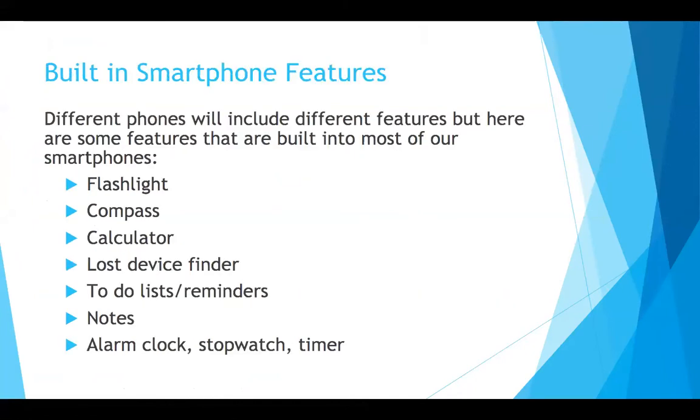So there are already many built-in smartphone features, and different phones will always obviously include different features, but here are some features that are more so universal and built into most of our smartphones. So these include flashlight, compass, calculator, lost device finder, to-do lists or reminders, notes, alarm clock, stopwatch, and timers.